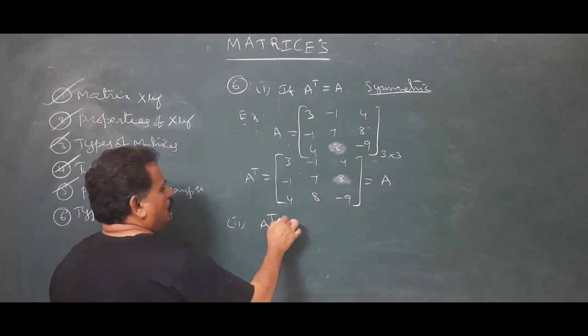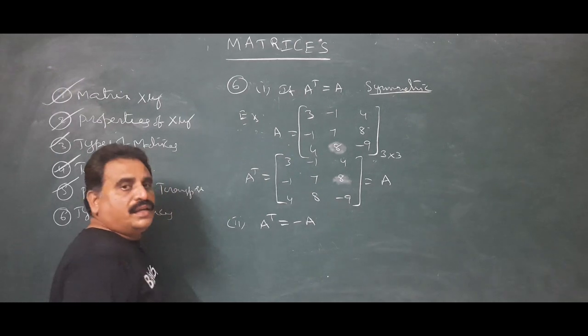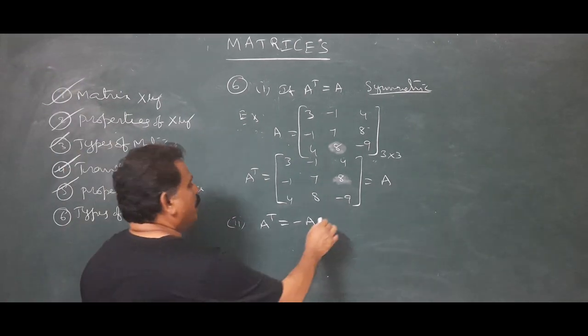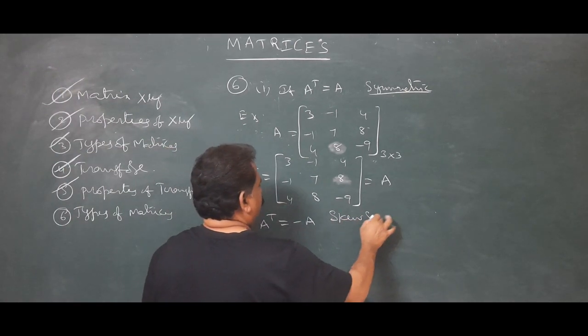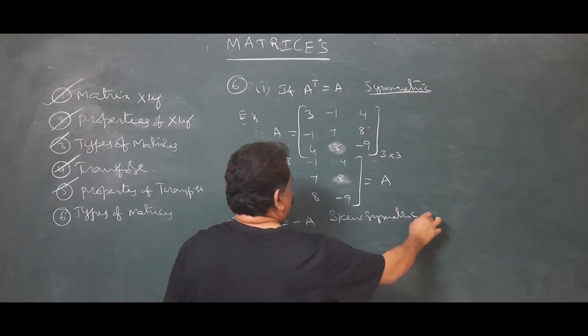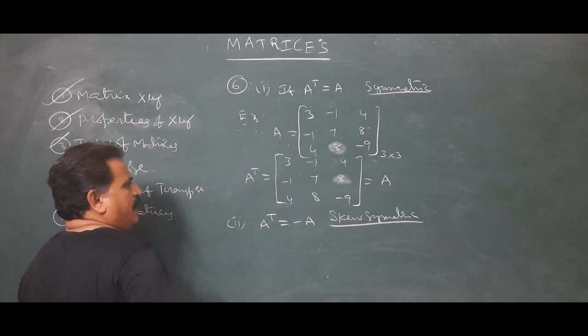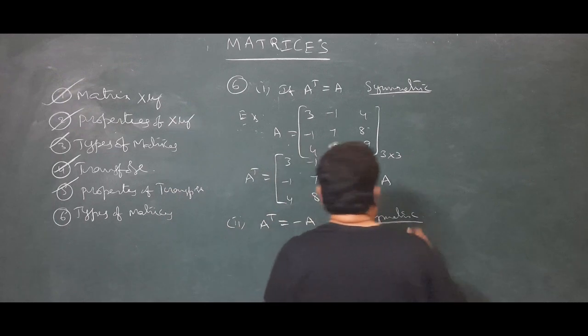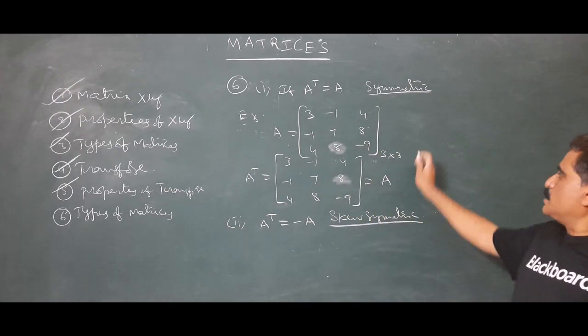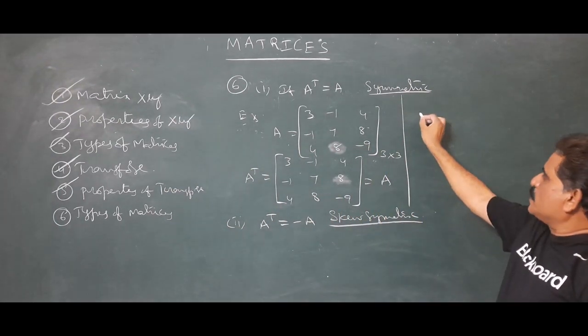A transpose equal to minus A, then A is said to be a skew symmetric matrix. Let us take one example of a skew symmetric matrix.